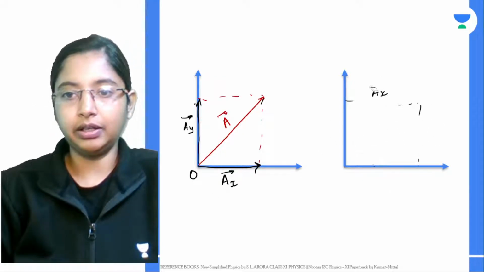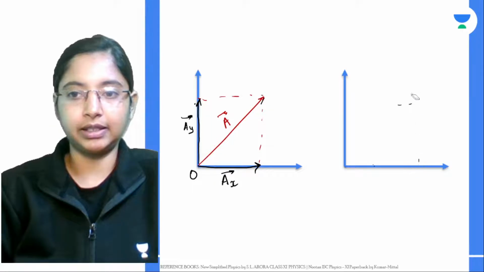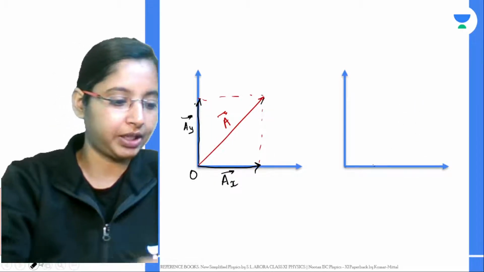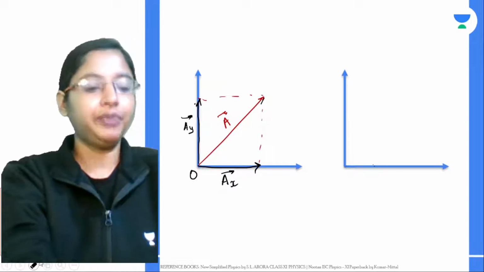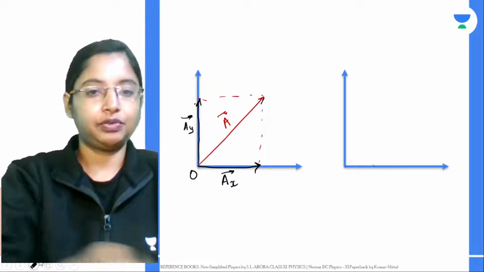Now given this over here, let's take them along their unit vectors. There are two vectors over here, so let's apply unit vectors.